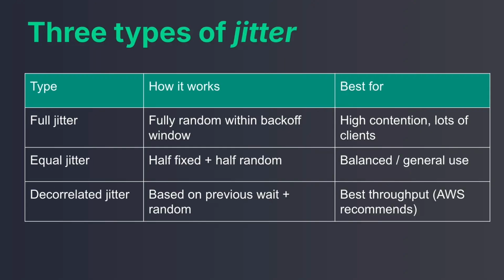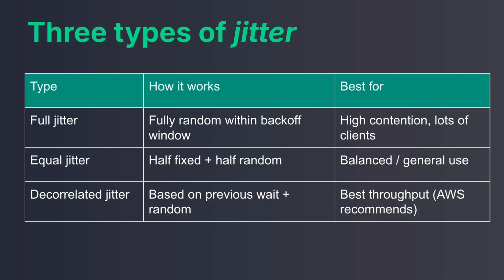First, full jitter. The wait is entirely random within the backoff window. Very effective at spreading load, but individual retries can happen almost immediately, which isn't always what you want. Next type is equal jitter. You take half the backoff as fixed, half as random, so instead of 0 to 8 seconds, you'd wait between 4 to 8. You get some spreading, but you also guarantee the minimum wait.